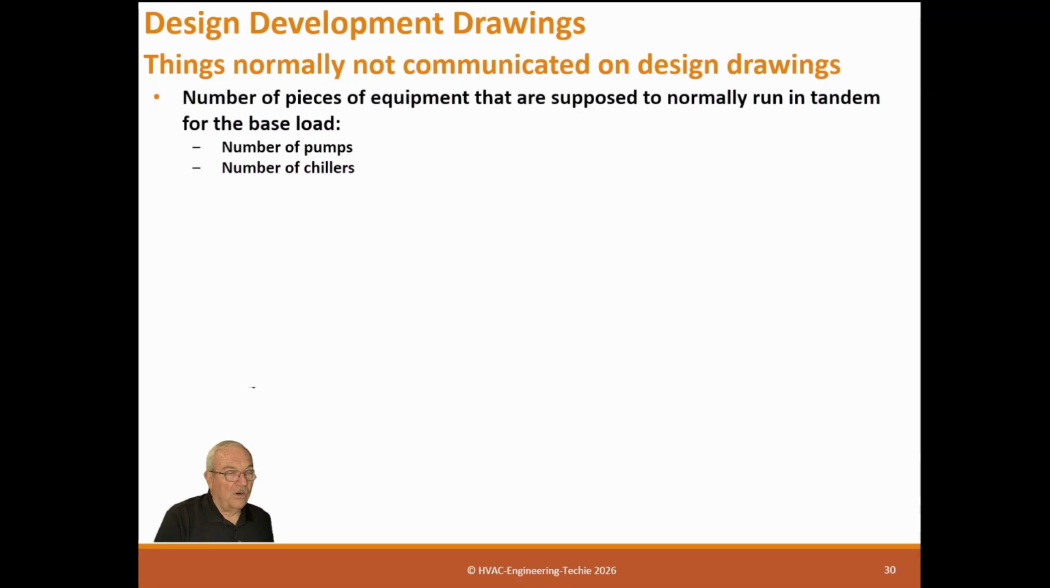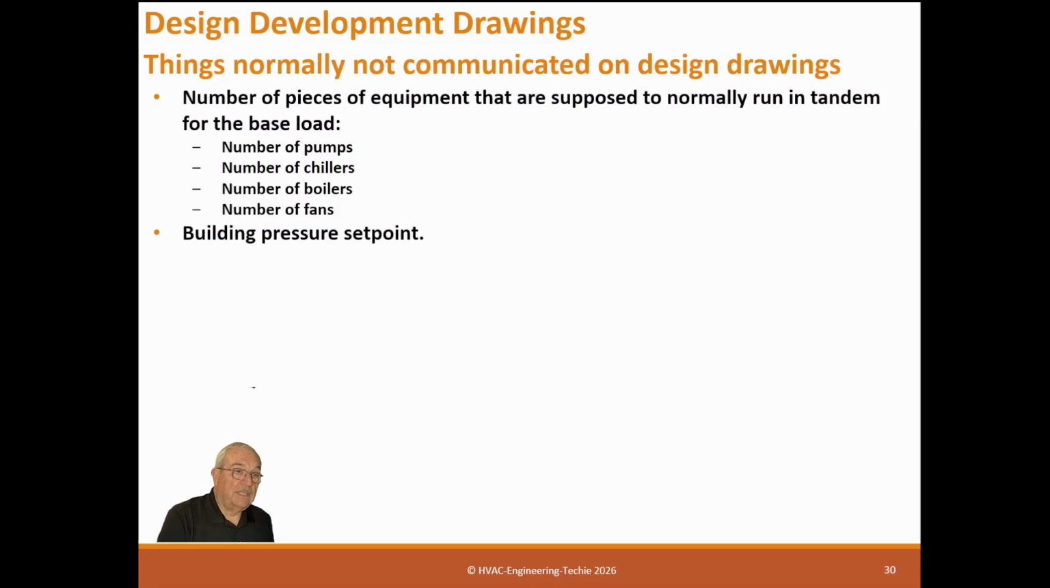So if multiple pumps are supposed to run together, then they need to have a multiple pump curve from the manufacturer. It tells you exactly the flow you're going to get from 2 pumps, because it's not double one. Or fans, same thing with fans. Number of chillers, we need to make sure how that works. Number of boilers, number of fans.